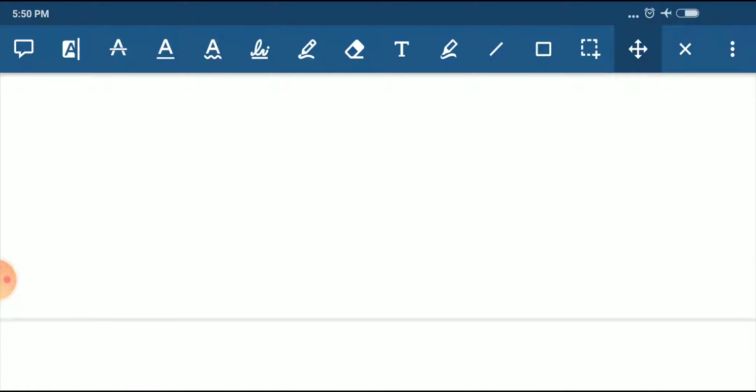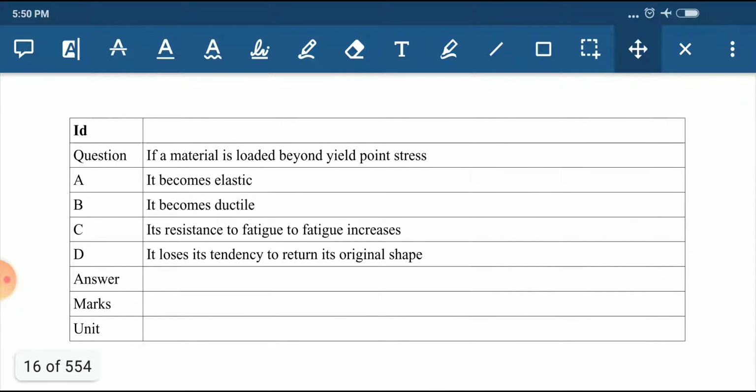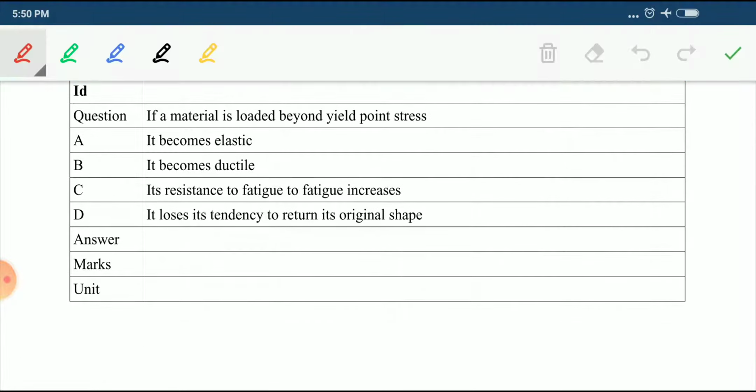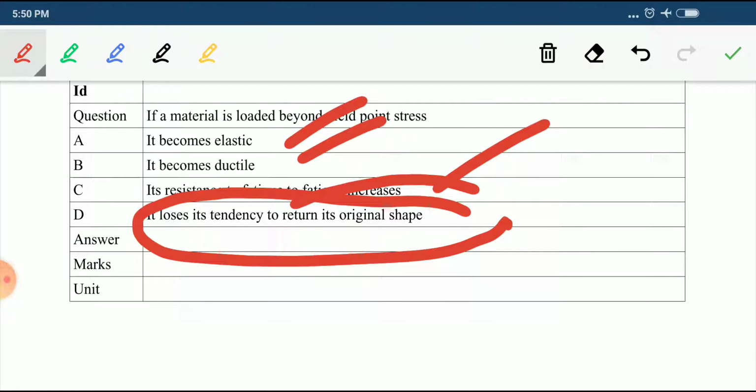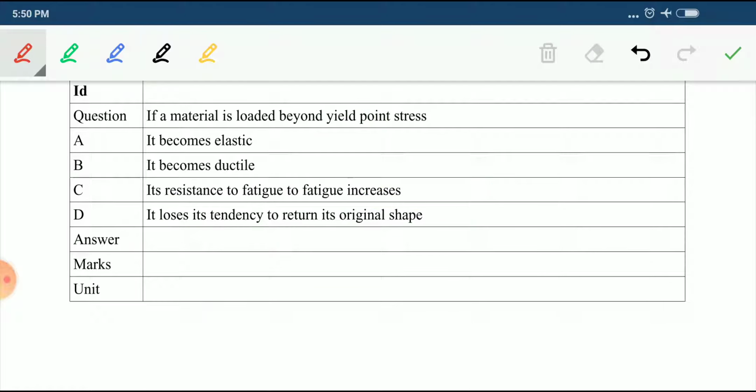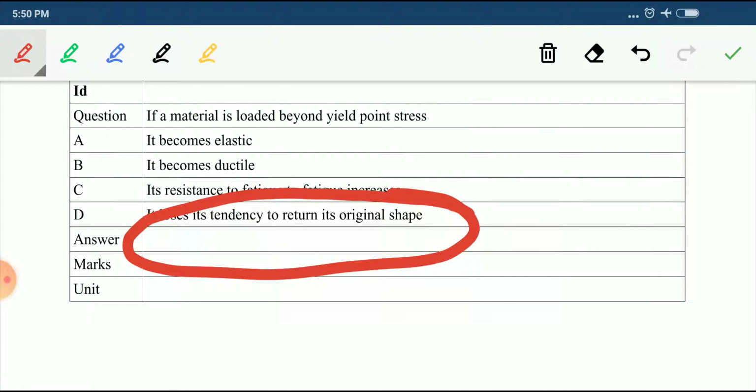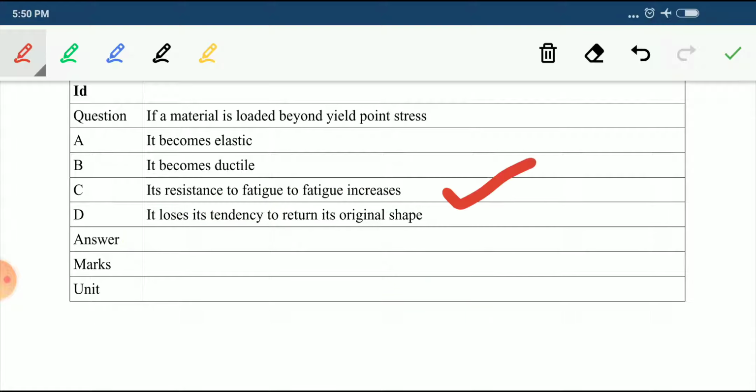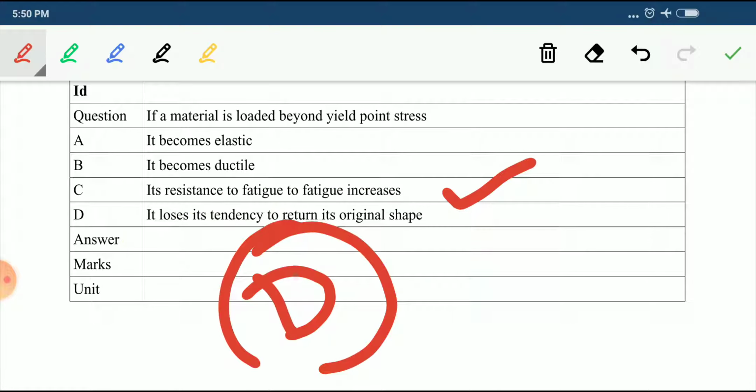Next, if the material is loaded beyond yield point stress, does it become elastic? No. Does it become ductile? No. Does its resistance to fatigue increase? No. It loses its tendency to regain its original shape. This is the correct answer. If the material is loaded beyond yield stress, it loses its tendency to retain its original shape. D is the correct answer for this question.